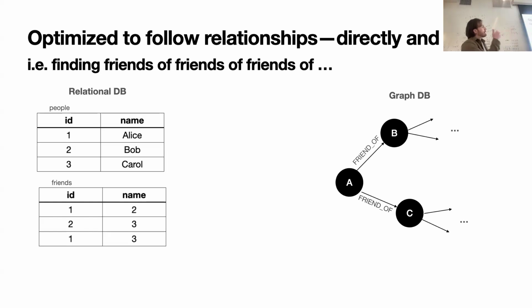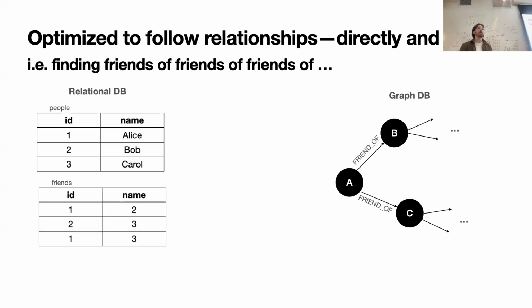On the right, we have a graph database. And so it's much simpler. You just have a node for the people and relationships connecting them. So you might have a friend-of relationship between Alice and Bob. And if someone gave us the task of finding the friends of the friends of the friends of Alice, we'd be doing a lot of complex joins and searches back and forth through these two tables.